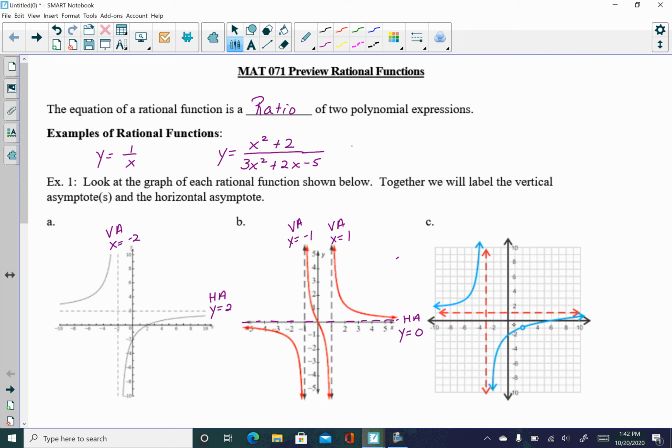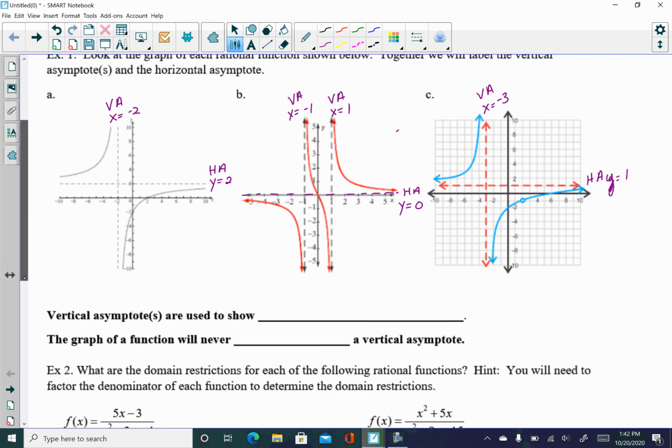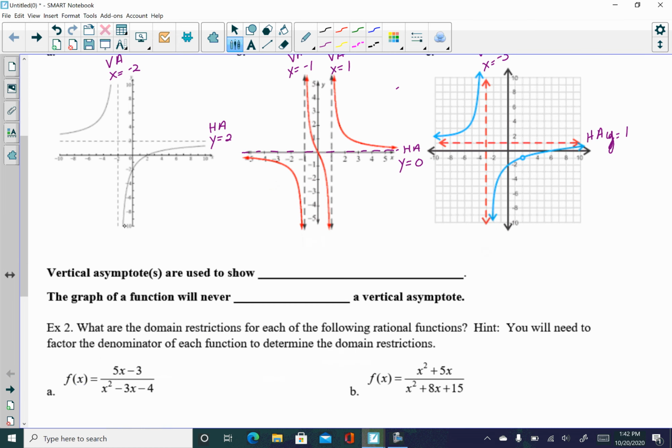And then in letter C, hopefully you agree, I've got a straight up and down dashed line, so that's a vertical asymptote, x equals, and that looks like it's at -3. And then I have a horizontal asymptote at y equals +1. That's a y. There we go. All right, so you'll see here how the graphs are hugging those asymptotes, okay?